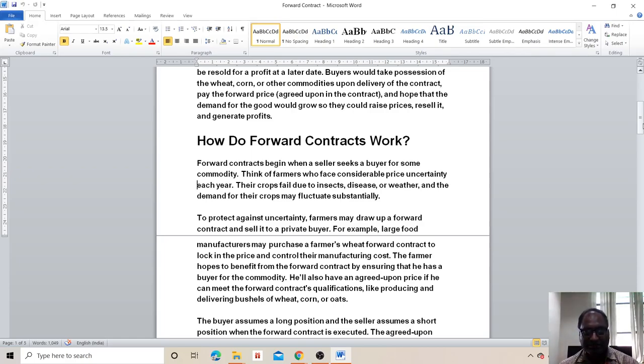For example, large food manufacturers may purchase a farmer's wheat forward contract to lock in the price and control their manufacturing cost. The farmer hopes to benefit from the forward contract by ensuring that he has a buyer for the commodity. He will also have an agreed upon price if he can meet the forward contract qualifications, like producing and delivering bushels of wheat, corn, and oats.